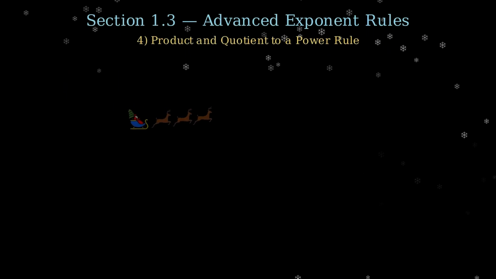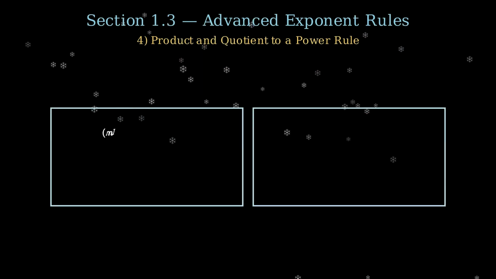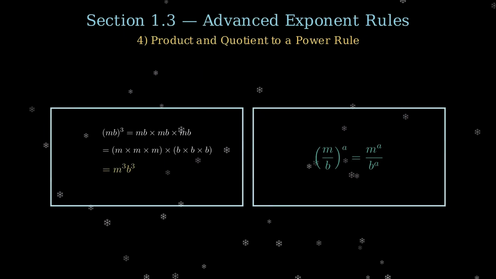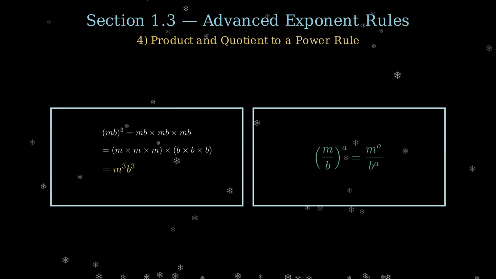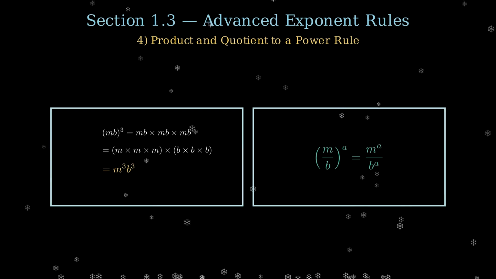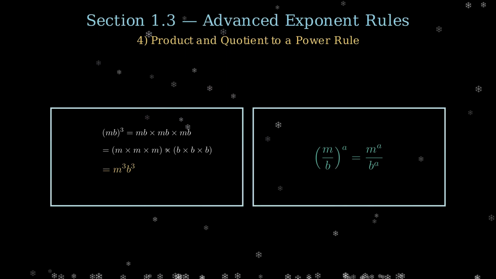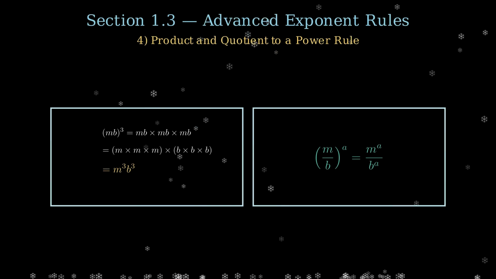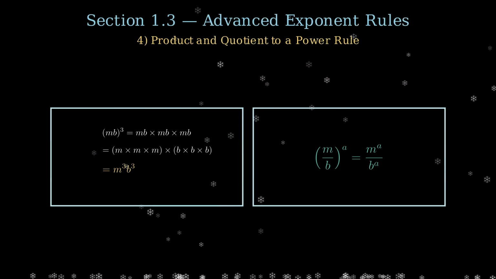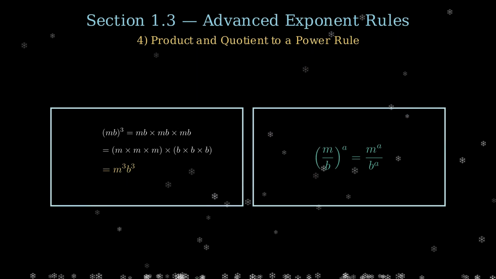Rule number 4. Raising a product or quotient to a power is the same as raising each of its individual elements to that power. For example, let's look at the product m times b raised to the 3rd power. This expands to mb times mb times mb. By grouping the like terms together, we get m times m, multiplied by b times b times b. This simplifies neatly to m cubed, b cubed. The same logic applies to fractions, distributing the exponent to both top and bottom.